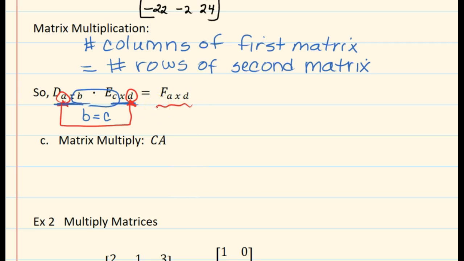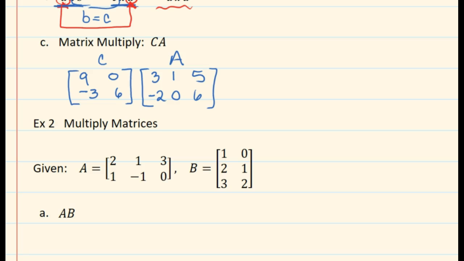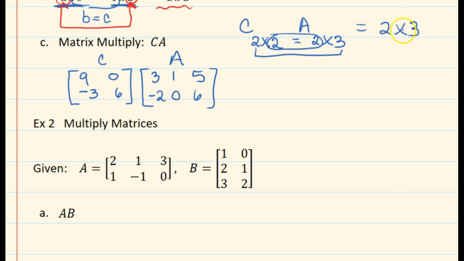So let's try that by multiplying matrix C times matrix A. First we have to check to see if we can even multiply, and then we'll actually do the multiplication. So here's matrix C and matrix A. For matrix C, we know that this is a 2 by 2 matrix, and matrix A is a 2 by 3 matrix. Since we have the same numbers on the inside equal to each other, I know my answer is going to be a 2 by 3 matrix.